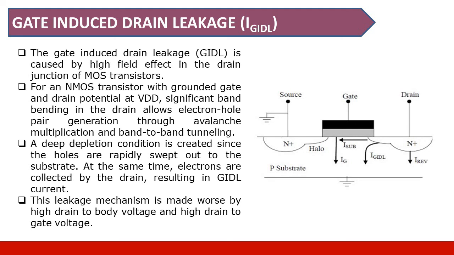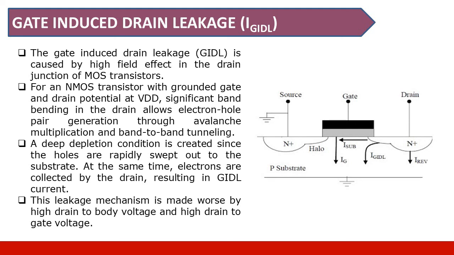At the same time, while this deep depletion region is being created, the electrons are collected by the drain, resulting in a GIDL current. So how will the electrons be collected by the drain? Because it has a high potential over here, they will feel an attraction force. So they will be collected by the drain and hence it results in a leakage current which is known as gate-induced drain leakage.